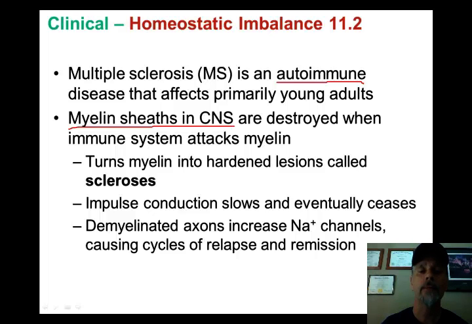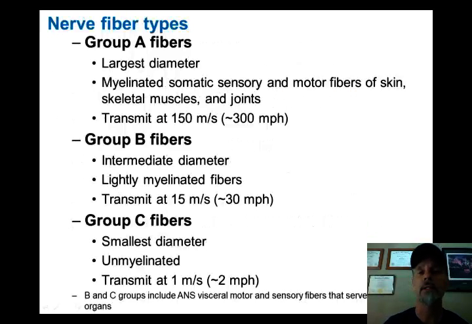And so what happens is we're going to decrease the amount of myelin involved, so we're going to slow down the impulse, and it may even stop or cease the impulse. So if we can't get these neurons to respond, then there's going to be all kinds of issues in terms of controlling muscles and things like that.